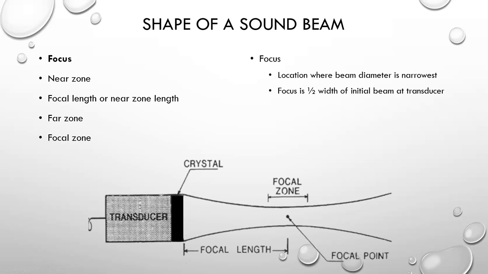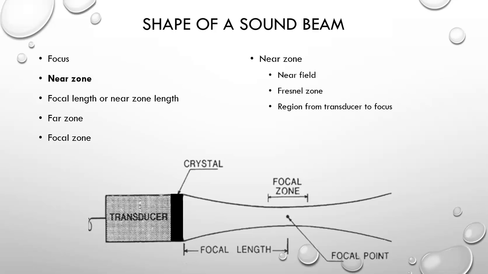So in the shape of our sound beam, we have some things we need to know about. The focus is the location where the beam will be the narrowest, and the focus is always going to be 1/2 of the original diameter of the crystal. So if we're using a round crystal, then our focus is going to be 1/2 of that width across the face of the crystal.